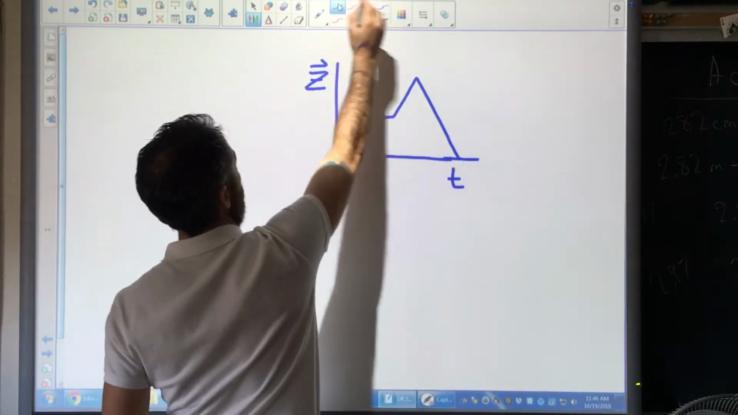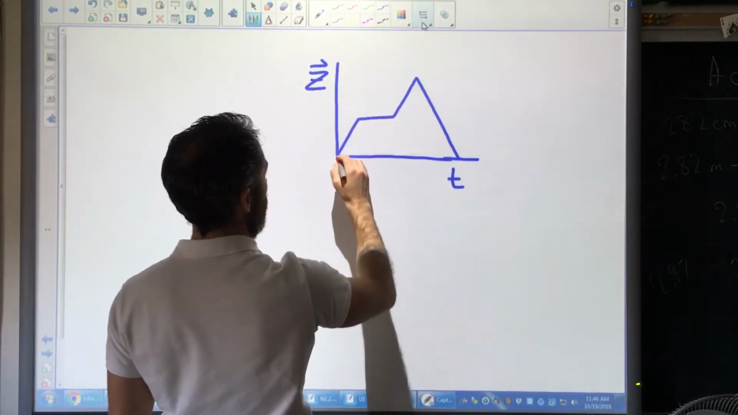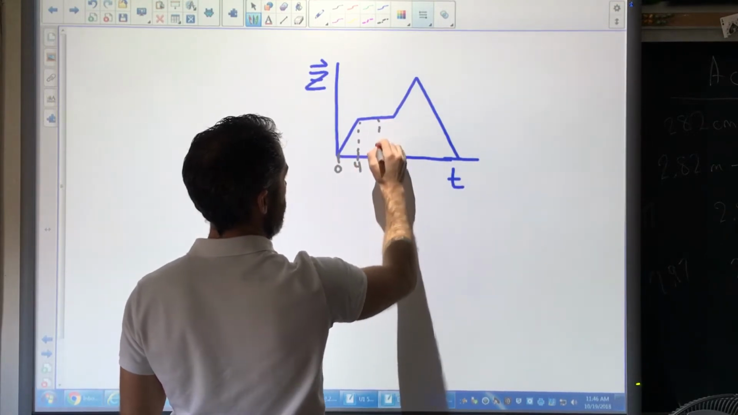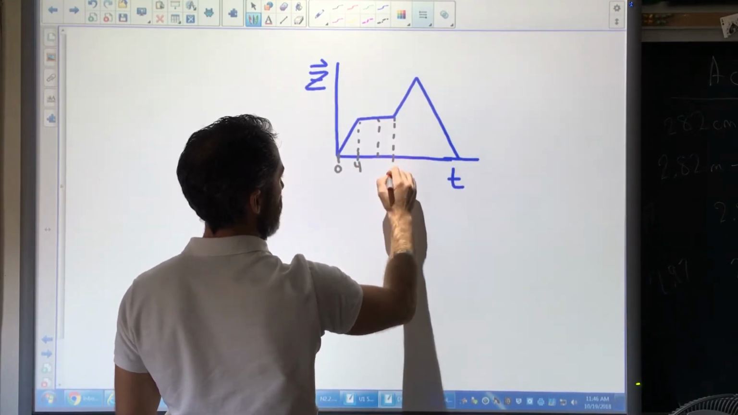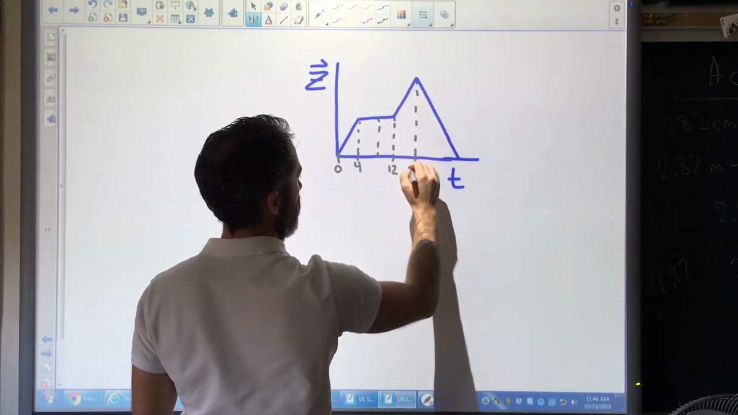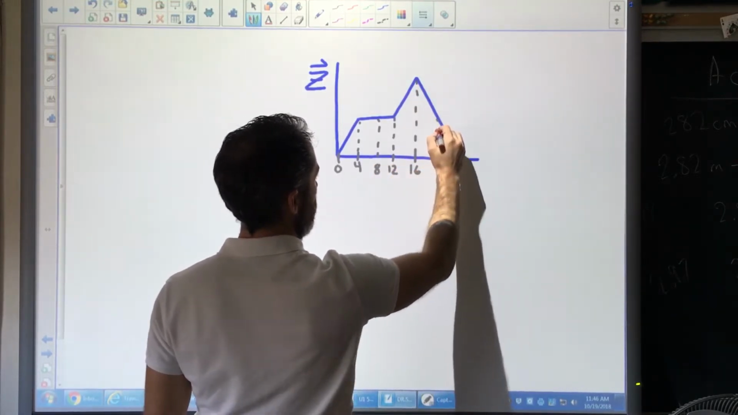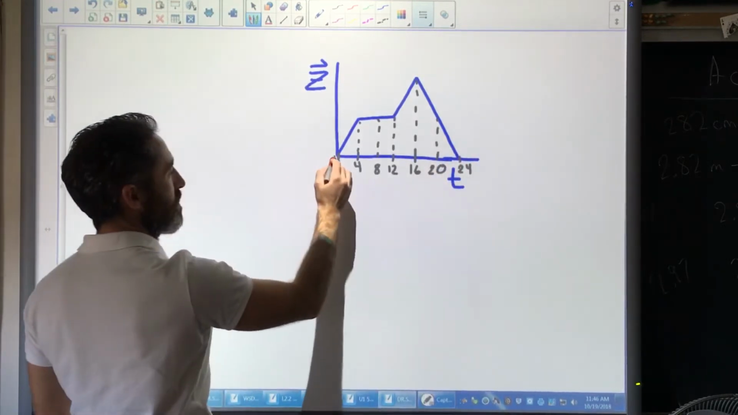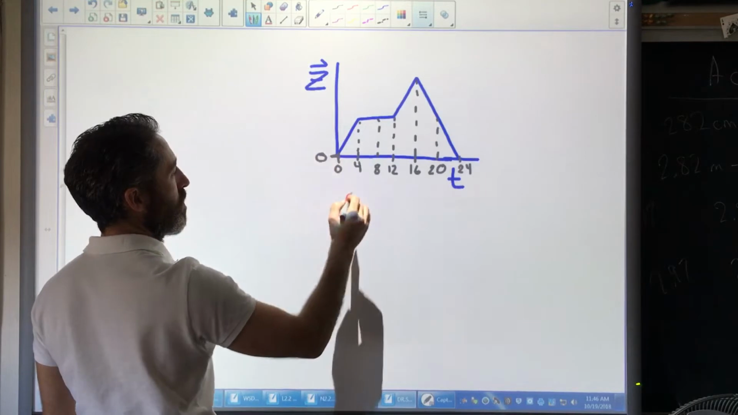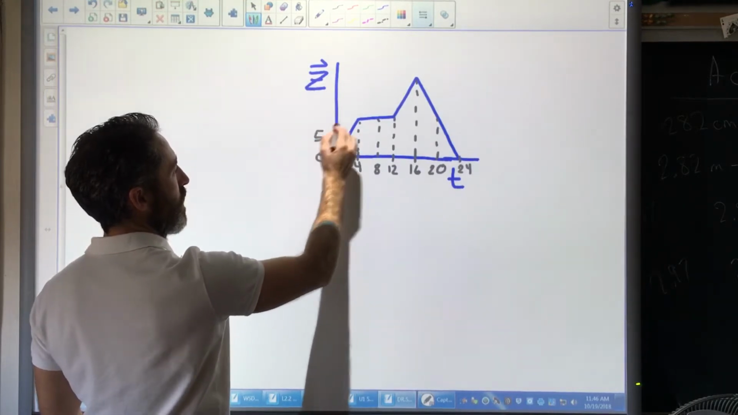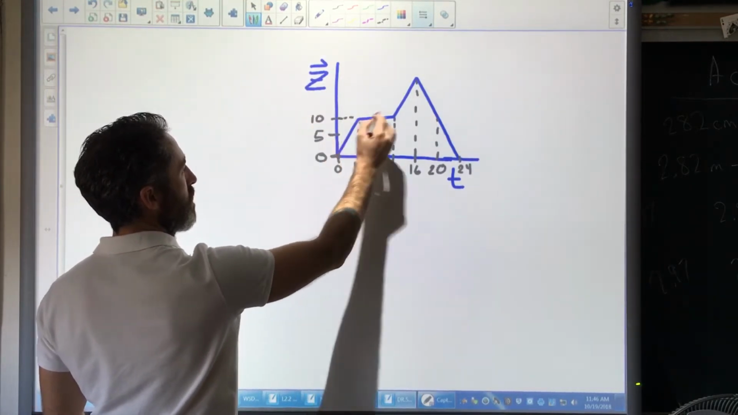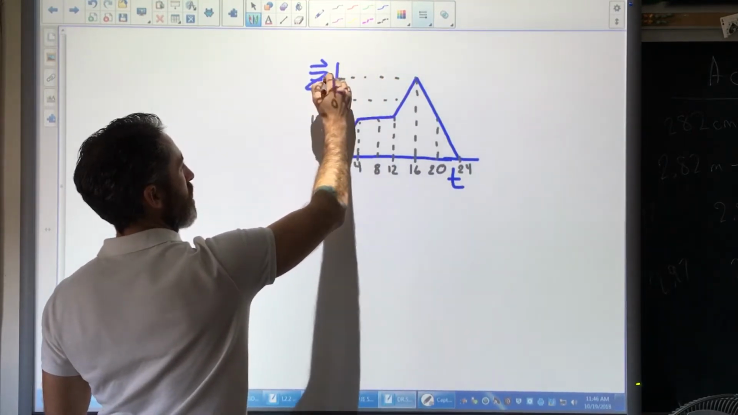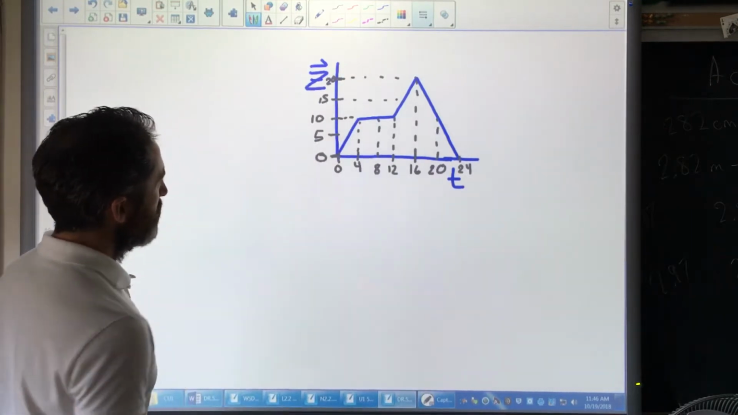And if we really want to be approximate with it, let's just put a few times in here. So there's a time 0. Let's make this a 4, 8, make this one 12, 16, 20, 24. Okay, and say Z has values, has magnitude 0. We'll put here, we'll make this 5, 10, 15, and 20.